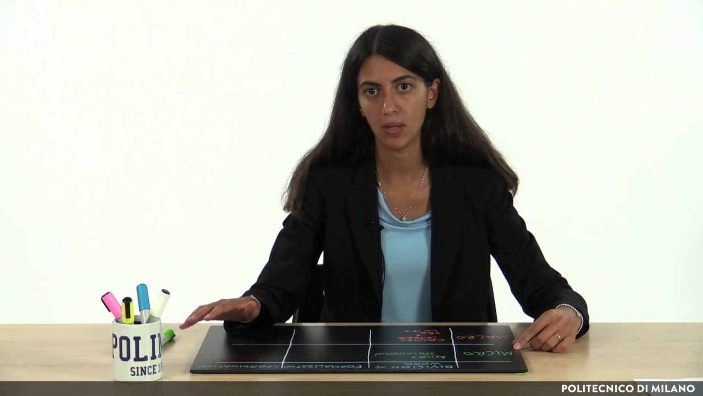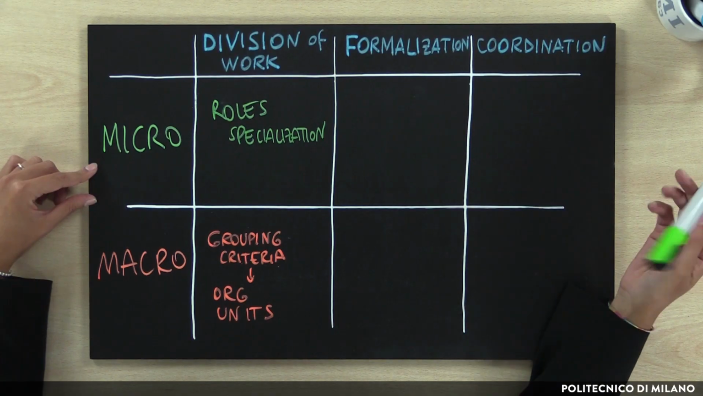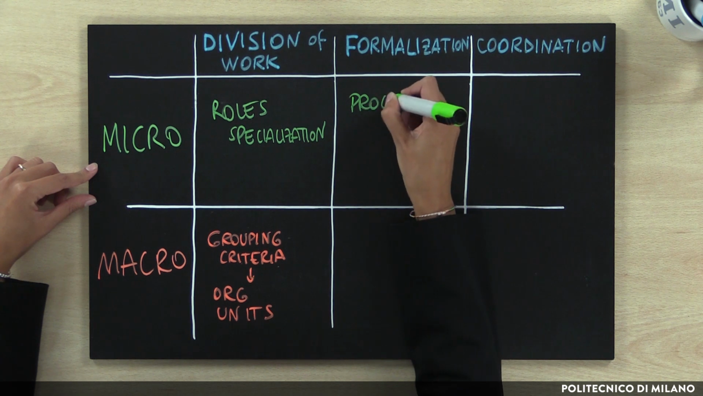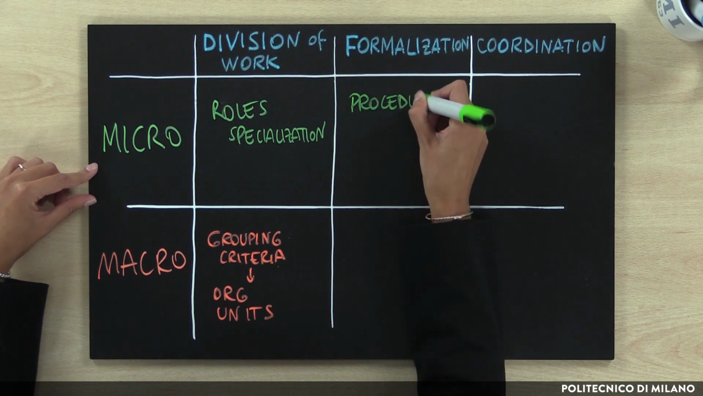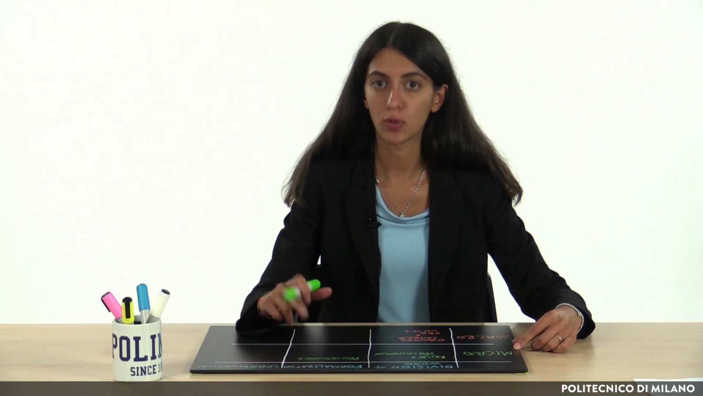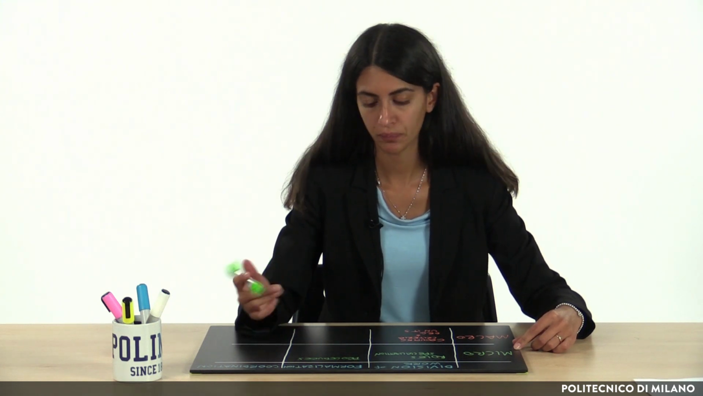Formalization at the micro level refers to the definition of the content of work, the expected behaviors, and the needed competencies for each role. Roles can be formalized through procedures and job descriptions.